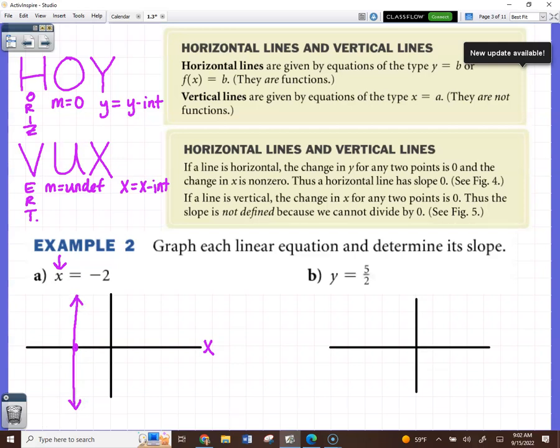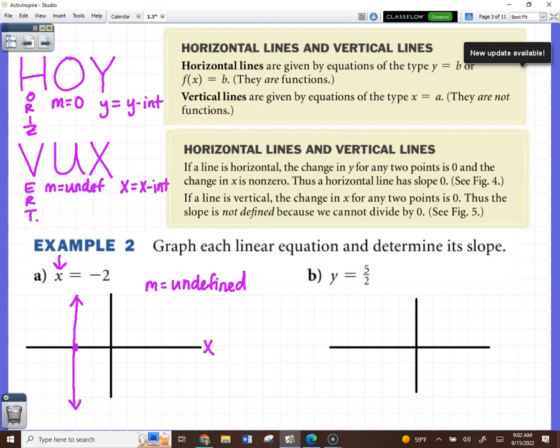Now, if I asked you to tell me the slope, you would say that the slope is undefined. That's because there is a 0 in the bottom of the slope fraction, which is why it's undefined.